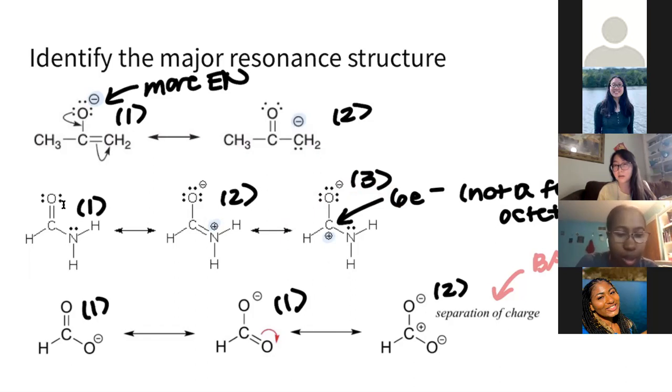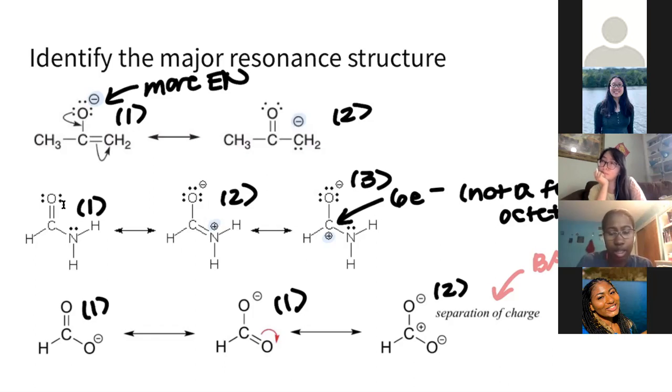I'm sorry, can you repeat the question, Sam? Yeah, so essentially, Noah's asking, you know how we're talking about you want to make sure you have a full octet. My thinking is if a professor asks you for every single resonance structure, you could include instances like this carbocation where you have less than an octet, but generally they're just going to ask you for major structures.